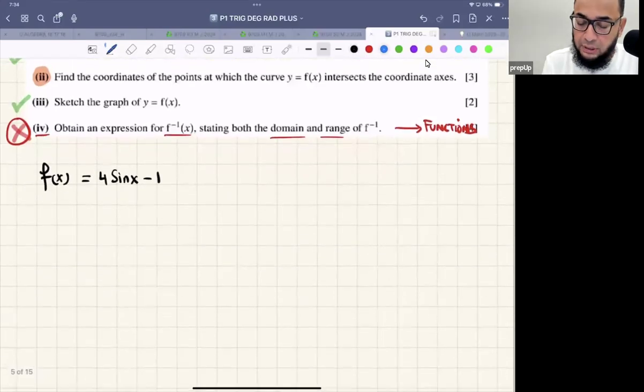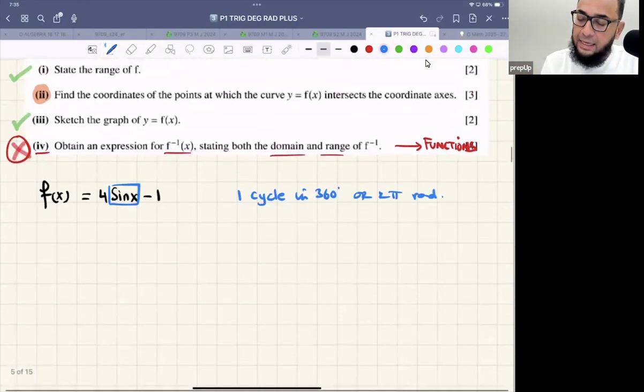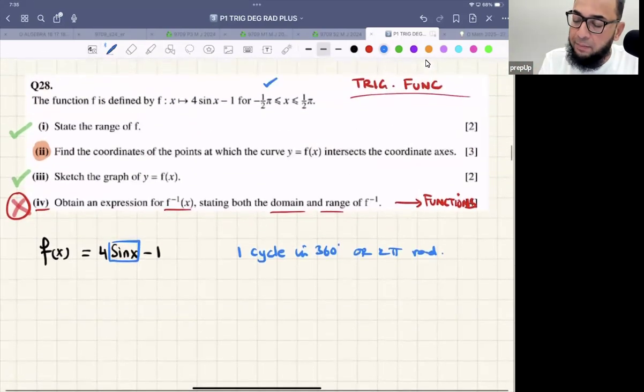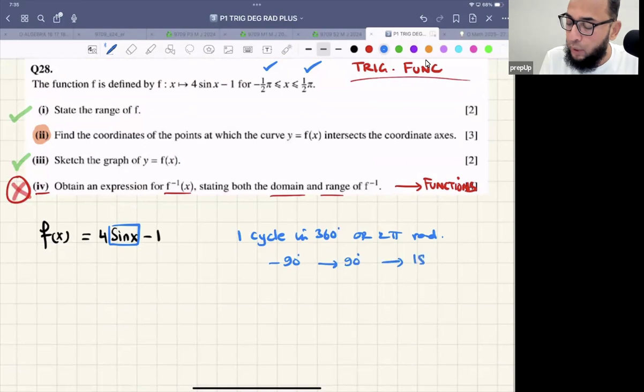First, let's focus on this sine x. That means 1 cycle in 360 degrees, or 2 pi radians. Then the next thing, it's from minus pi by 2 to pi by 2. That is minus 90 to 90. So therefore, that's 180 degree difference. So that should be half a cycle. That is the thing. Then we have 4 as the amplitude.